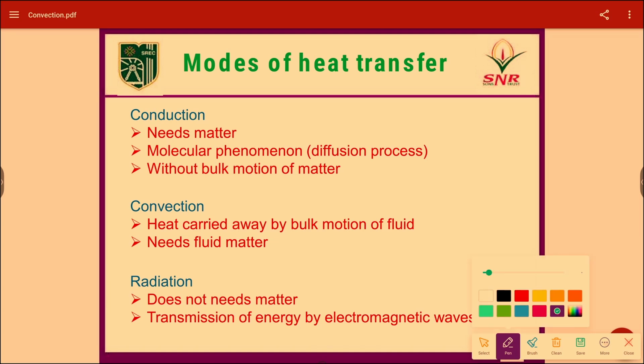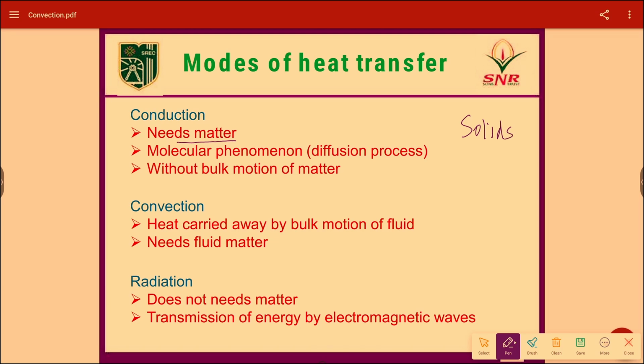For conduction heat transfer to happen we need matter. Basically, you have to understand that the conduction mode of heat transfer happens through a molecular phenomenon. That means if you take a solid and heat one end of the solid, after some time we can feel the heat at the other end. The heat transfer happens from one end to the other due to molecular interaction. So this conduction mode of heat transfer mainly happens in solids.